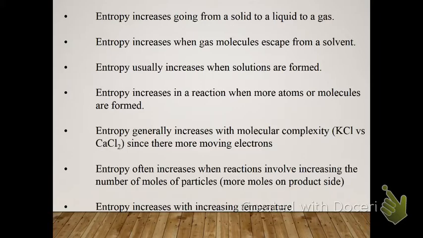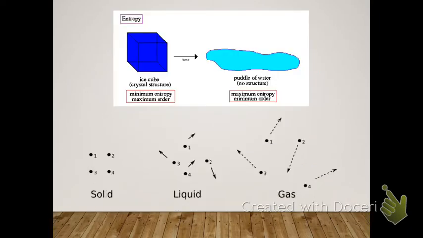My entropy increases when I have a reaction that forms more atoms or molecules. And then also generally with molecular complexity, also KCl versus Cl2 because there's more electrons. I have more electrons moving around in the second one than I do in the first one. It often increases when reactions involve an increasing number of moles of particles, and entropy increases with increasing temperature. Why? What's happening to the particles? Moving faster, yeah.